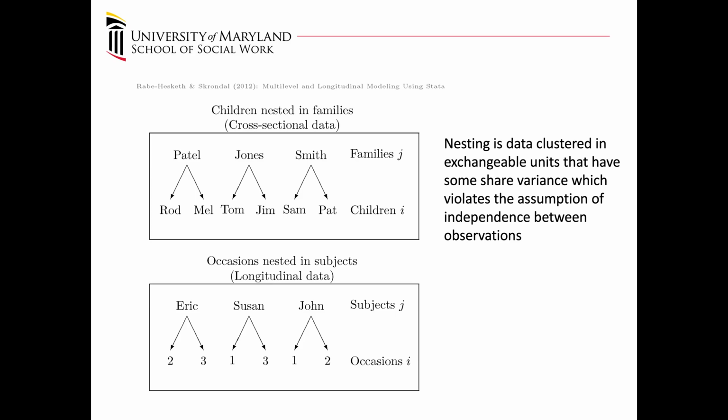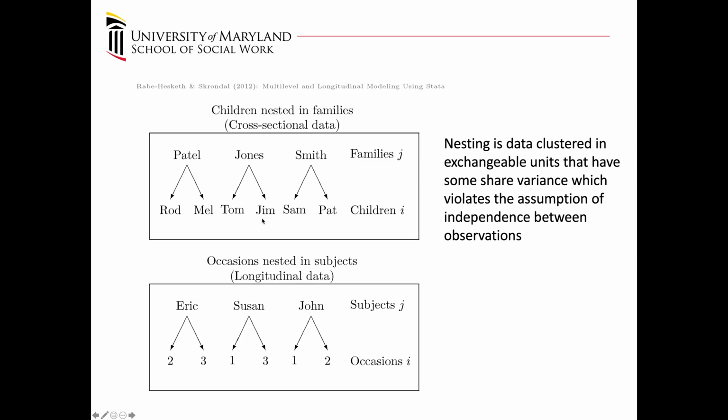And by exchangeable units, I mean that you can substitute one unit out for another unit that have some shared variance that violates the assumption of independence between observations. So classic examples are children nested in families. So you've got a family and 2 kids, and you have a family and 2 kids, and you have a family and 2 kids, right?